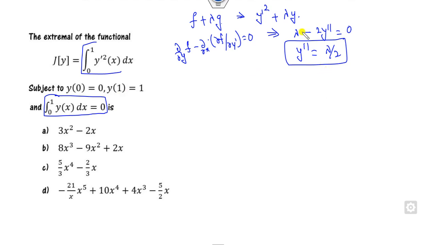If you want to apply this, but what is the shortcut trick? You can look at the options: y double dash equals lambda by 2, a constant. So you can see it's x to the 5. If you take the second derivative, it can never be constant. x to the 4 can never be constant. This is the right answer of this problem. There is no need to solve them.